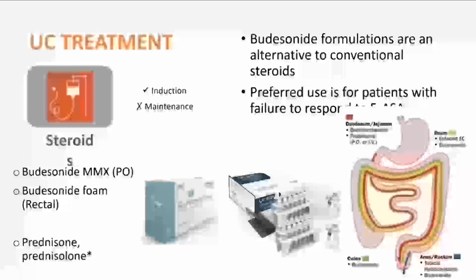they're very useful for induction of remission. And I would say it's just important to know that you have an alternative to prednisone, and that you can use budesonide oral and also rectal. So you should use these products when you have a patient with ulcerative colitis that does not respond to 5-ASAs. Then you can potentially start a rectal budesonide or an oral budesonide.